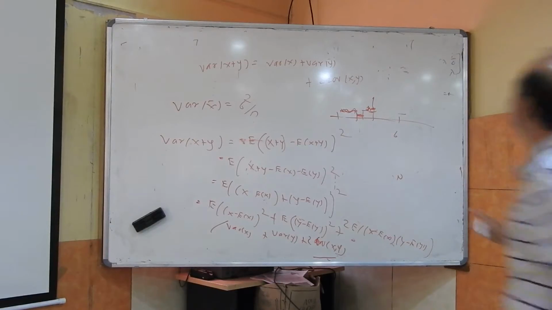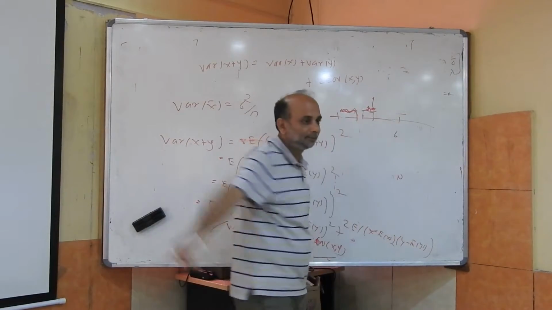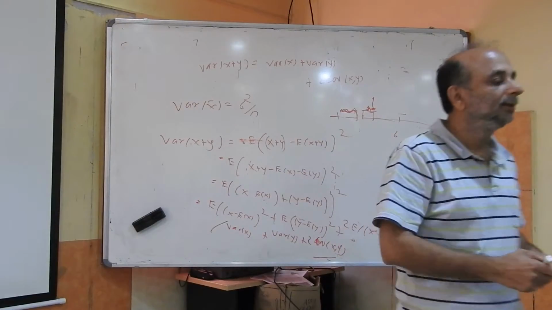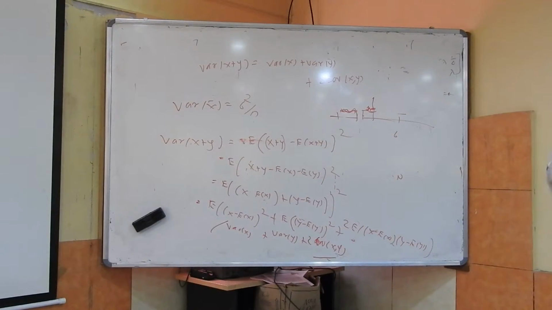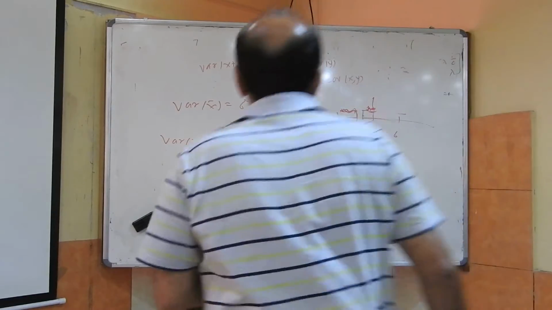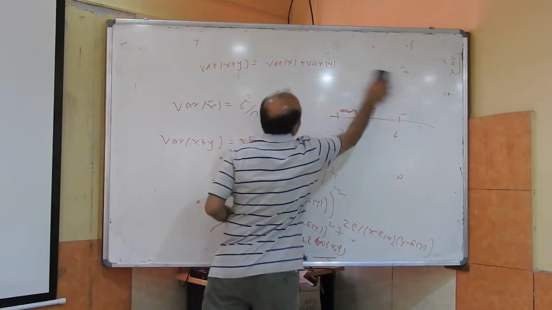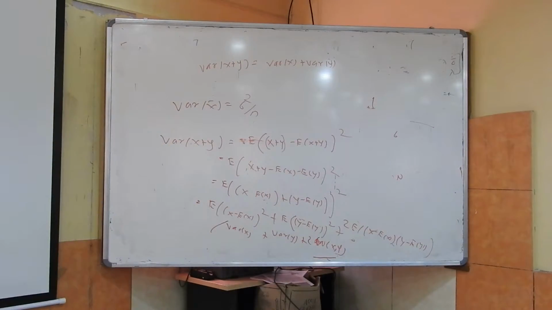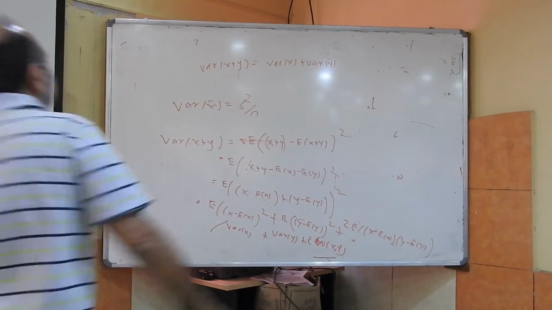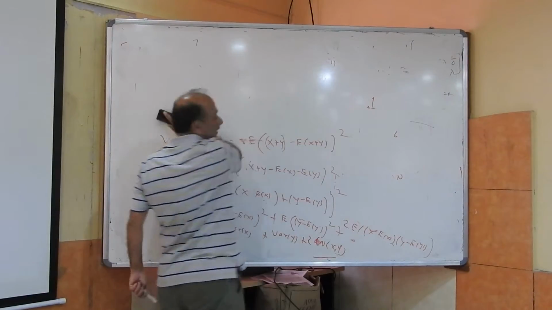But suppose I remove this connection. Then what happens? The two boxes will become independent of each other, so there will be no covariance. So this last part will go away. So variance of x plus y is equal to variance of x plus variance of y only if they are independent.